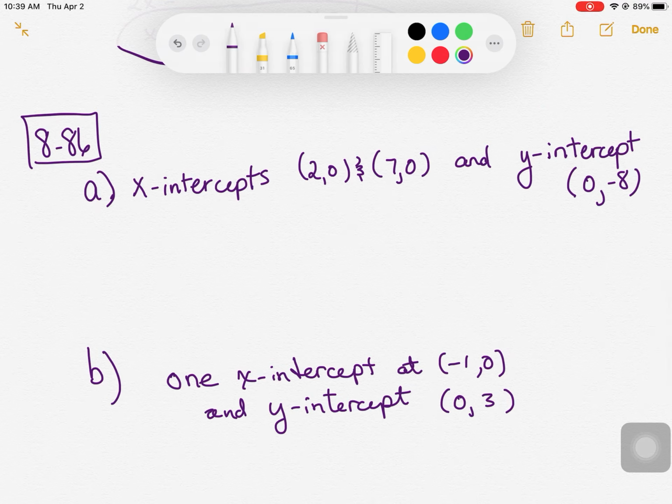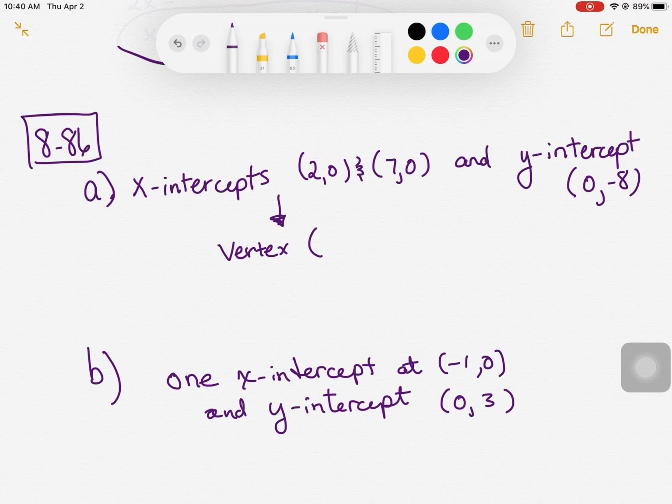Then we move on to 86. And in 86, the question is, they want you to sketch parabolas, sketch quadratic graphs, just using the given information. And they give you pieces and parts, and when you look at the pieces and parts, it's like, oh yeah, I totally have enough to do this. I've got my 2 x-intercepts in A, which means I can find my vertex, right?